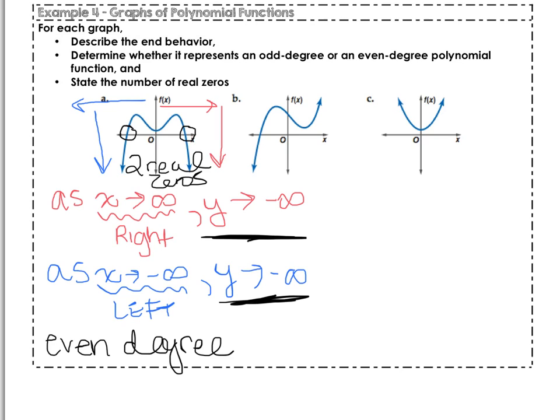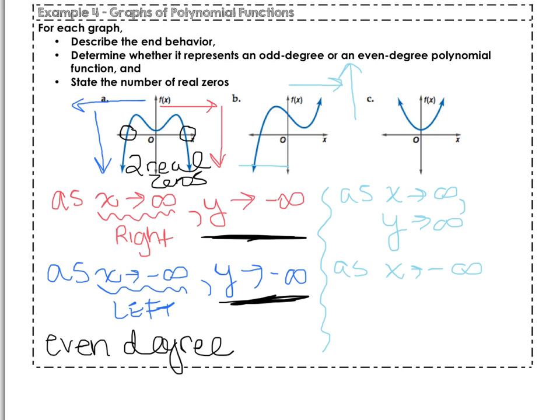All right, let's take a look at B now. Giving myself a little line here. So, end behavior, as x goes to positive infinity, so as we go to the right, notice that our y values are starting to increase. So y is also going to positive infinity here, okay? All right, so then we go the other direction, as x goes to negative infinity, so as we go to the left, notice that our y is getting smaller. Y is going to go down to negative infinity, okay?